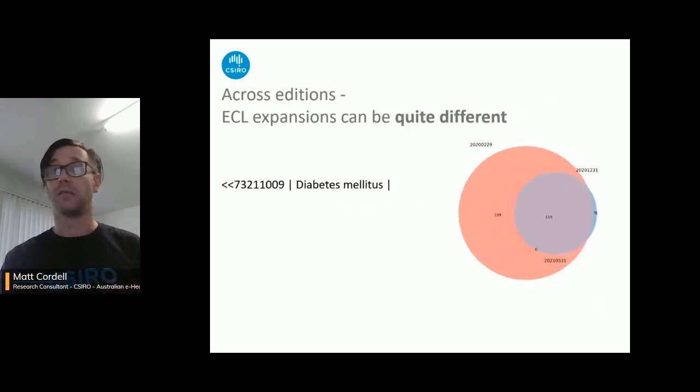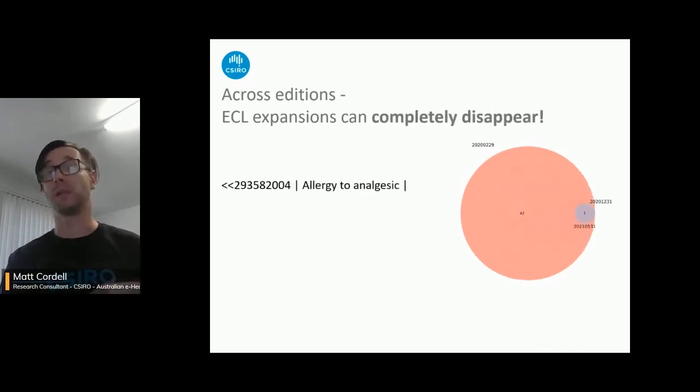Diabetes mellitus can be quite different. We've still got to get some concepts from 3 expansions, but the overlap is much different. I think there's a lot of concepts moved out or retired from this content. And then the extreme end is that they can completely disappear. This is the extreme end where our ECL expansion for allergy to analgesic is now returning nothing. It's still syntactically correct, but this concept's now retired, and so there's nothing left for it to expand.